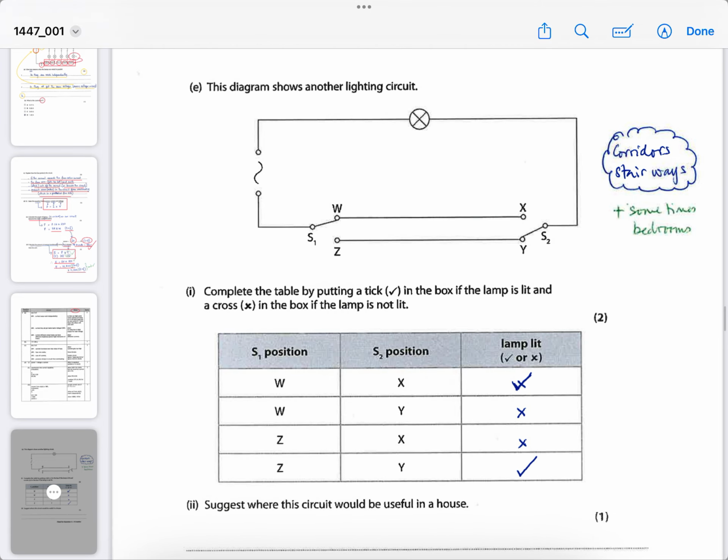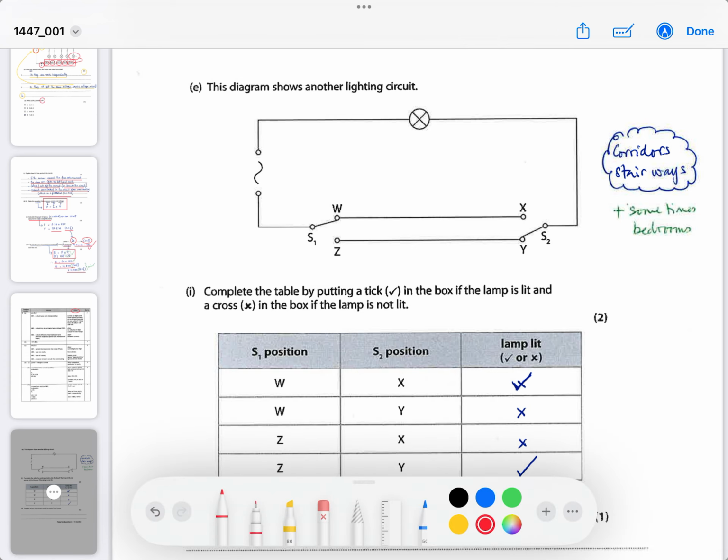The question then continues with a two-way switch in a lamp. Now these two-way switches mean that at one end of the corridor, for example, you can have switch 1, which will put the switch one way. At the other end of the corridor or stairways, you've got switch 2. Both switches must be working together to switch on the circuit. So you can have either the switch 2 on X when switch 1 is on W. That will ensure that the circuit is complete, and that will be a tick.